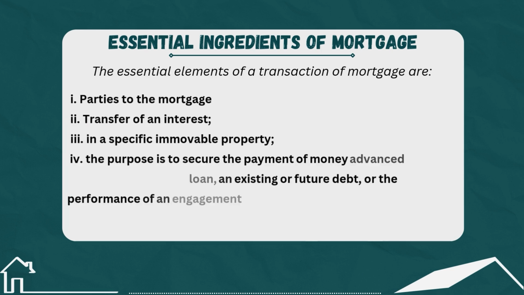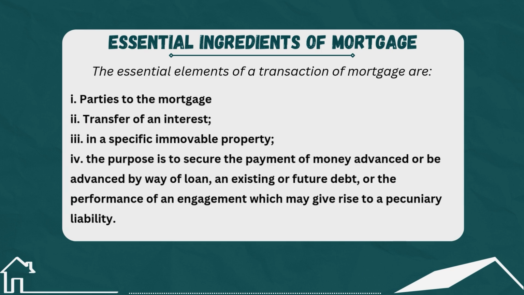The essential elements of a transaction of mortgage are: number 1, parties to the mortgage; number 2, transfer of an interest; number 3, in a specific immovable property; number 4, the purpose is to secure the payment of money advanced or to be advanced by way of loan, an existing or future debt, or the performance of an engagement which may give rise to a pecuniary liability.